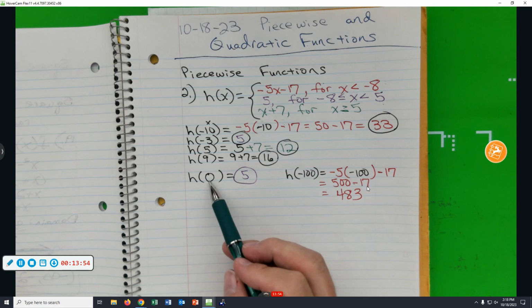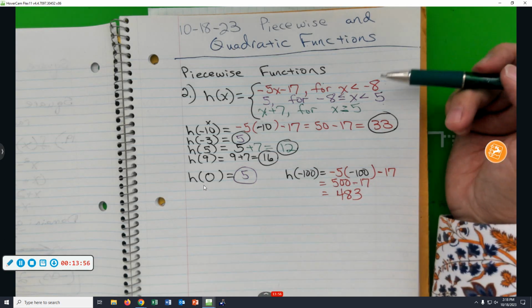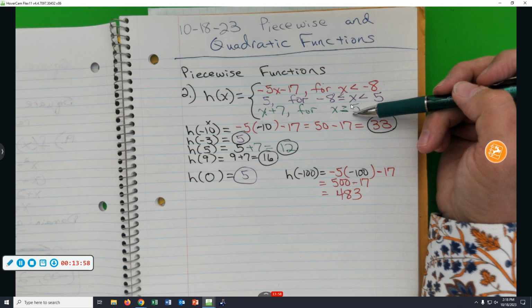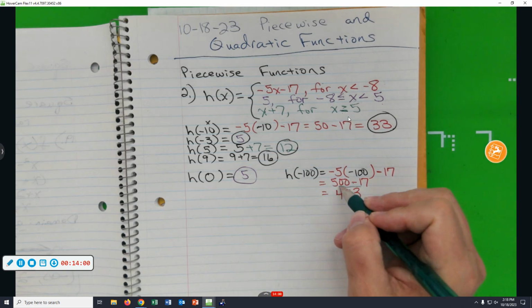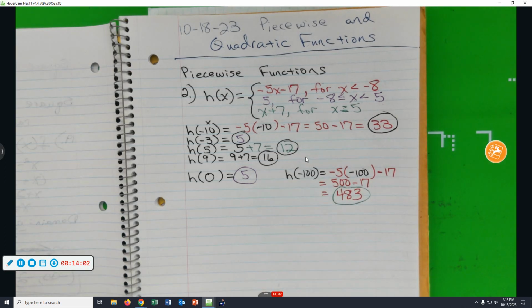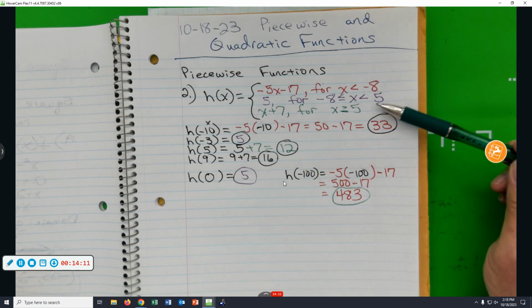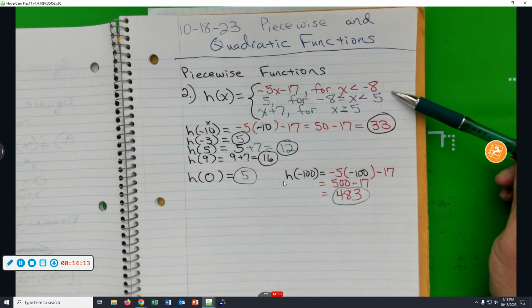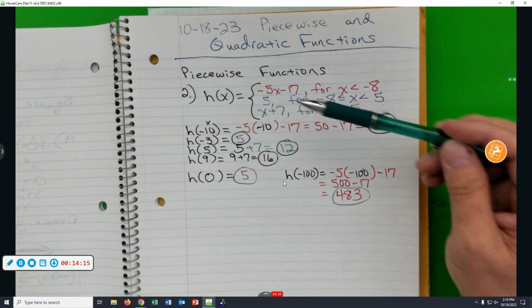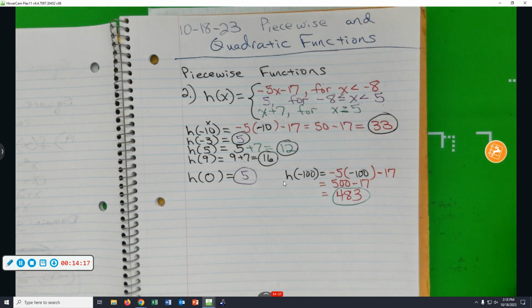So you tell me the x value, and I'll figure out which piece to plug it into. Any questions on our logic there? To evaluate a piecewise function, all you do is figure out which piece is satisfied, which inequality is satisfied by the x value, and that's the piece you use. But you can't use more than one piece for any given x value. Any questions there? Let's do one more.